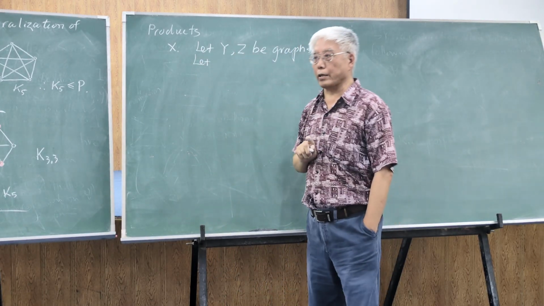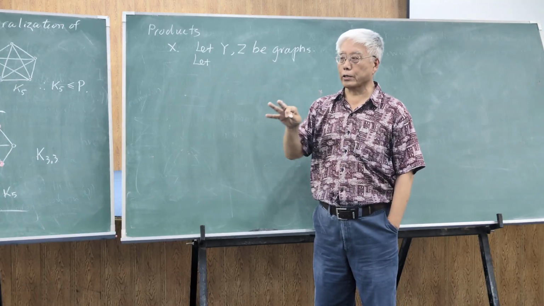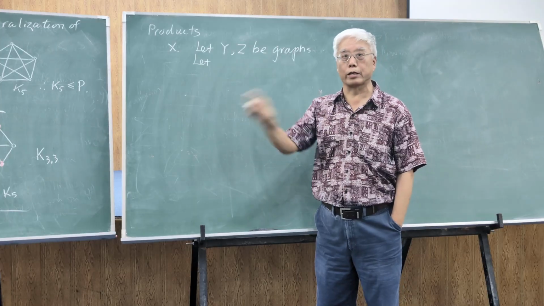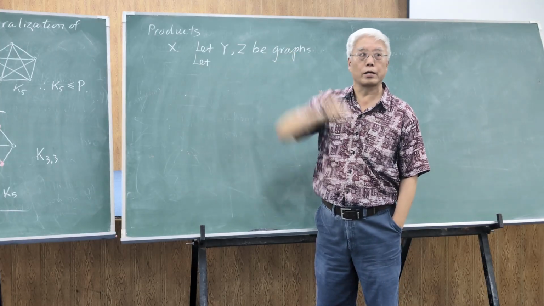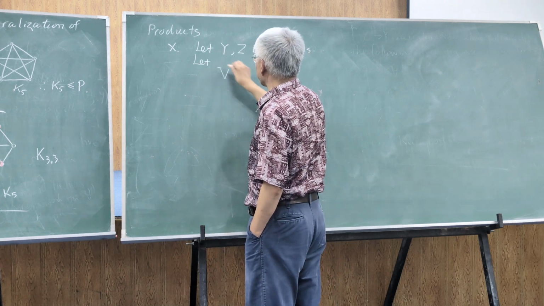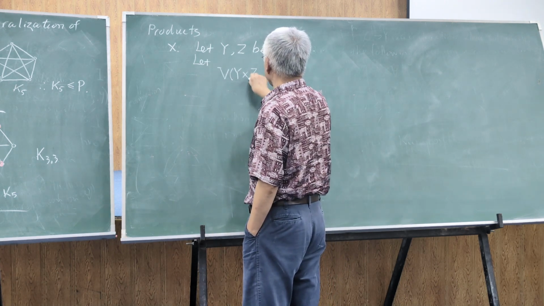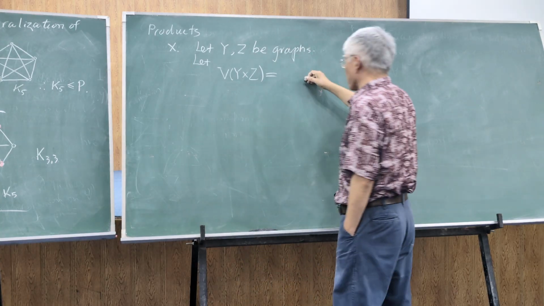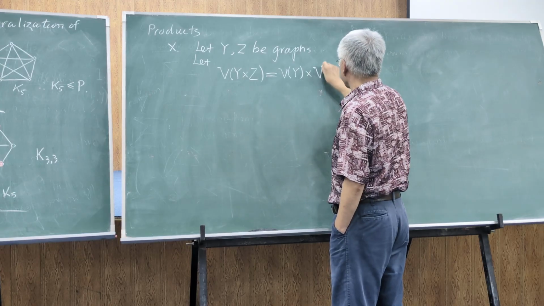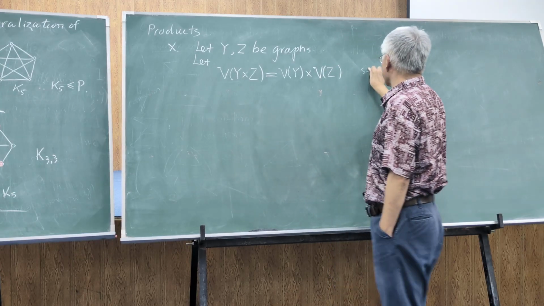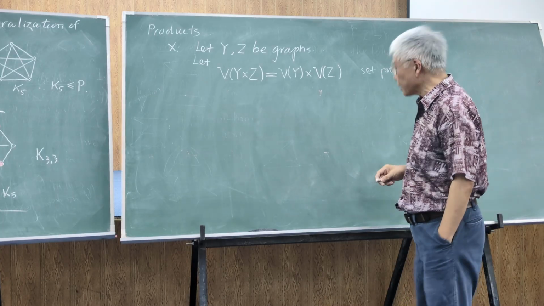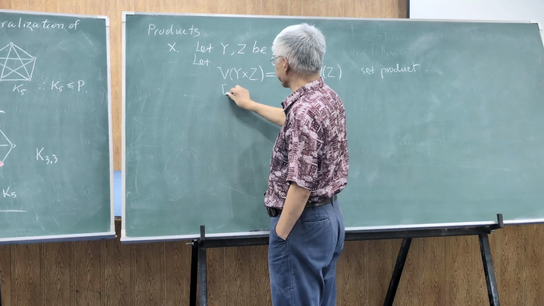In simple undirected graphs, we have already mentioned that presentation of the vertex set and edge set will completely determine the graph. We don't even need to go back to the mapping definition. So let V, the vertex set of Y cross Z, be the set Cartesian product of the vertex sets. This is set product. Set Cartesian product. And the edge set is also given clearly.